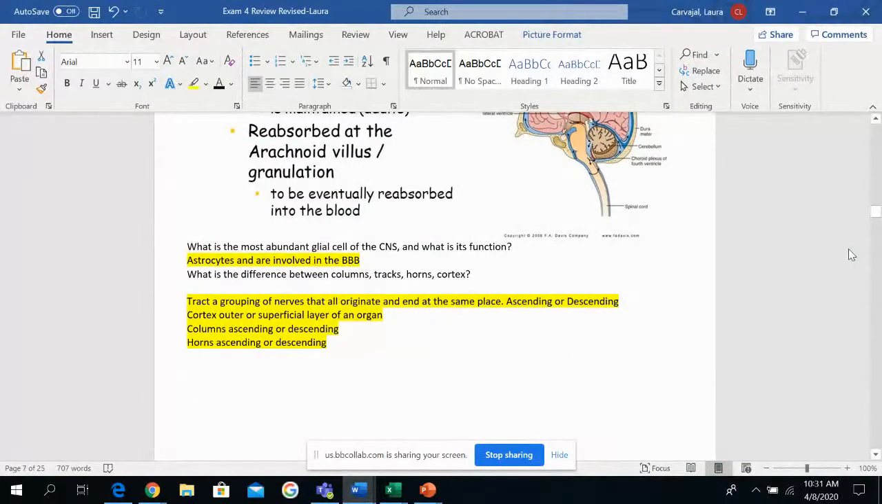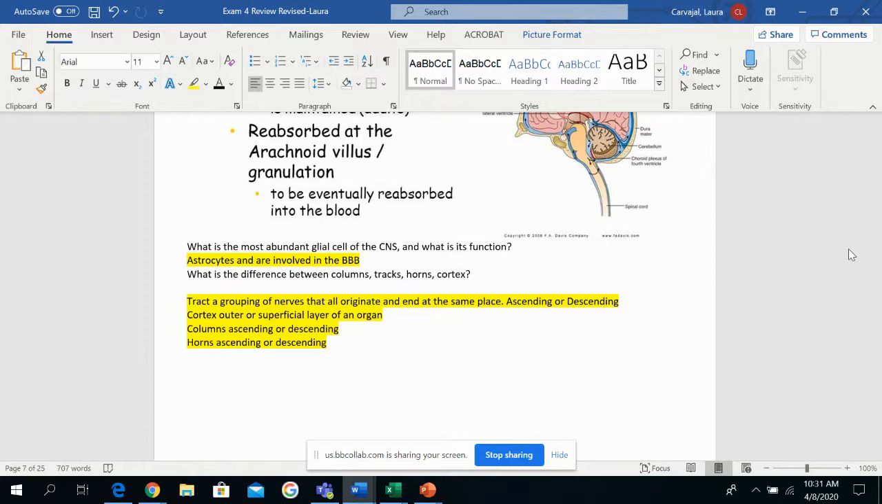Cool. So, what is the difference between columns, tracts, horns, and cortex? The very easy one, cortex, is just the outer or superficial layer of an organ. So the cerebral cortex, kidney cortex, just the superficial or outer layer of an organ. Okay, now let's get into the part that's a little confusing: columns, tracts, and horns.